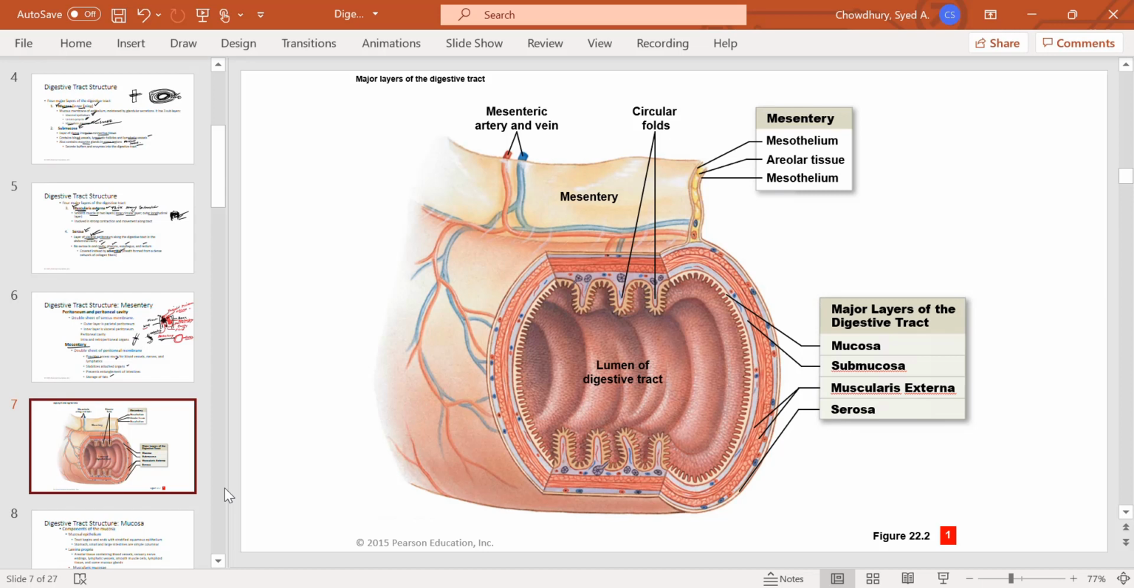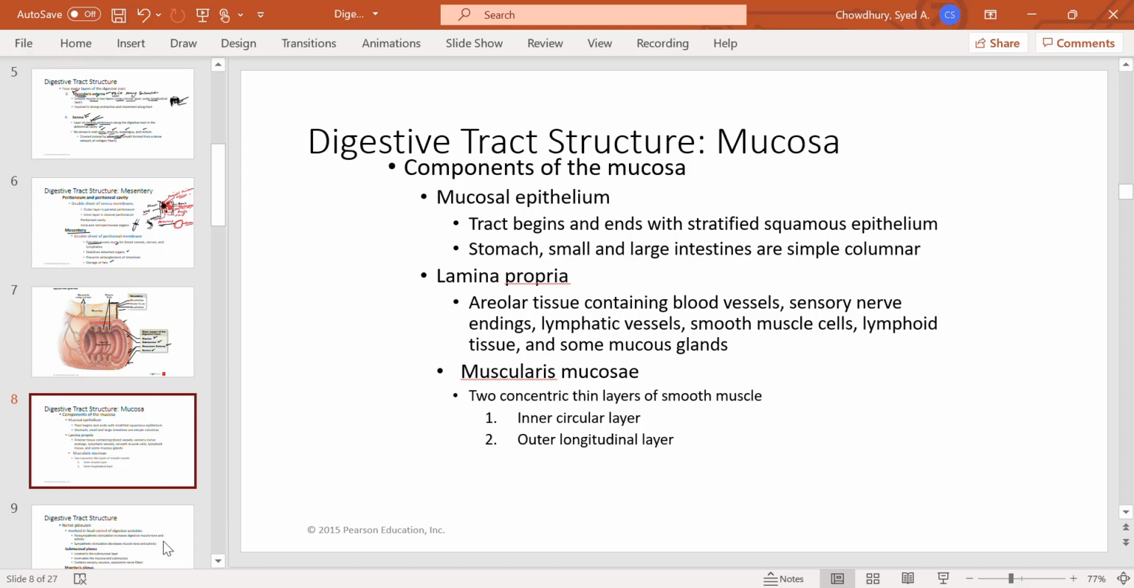This picture is showing all those 4 layers in the wall of your GI tract or digestive tract. Now if we see, innermost is the mucosa, then you have the submucosa, this one. Then you have the muscularis externa, you see the red thick muscular layer, and then the outermost layer, which is the visceral peritoneum, is the serosa. Now if you see the mucosa carefully, it has 3 layers in it. And this is the mesentery. It's tying the intestine to the body wall. It's not showing here, but I showed you before, right?